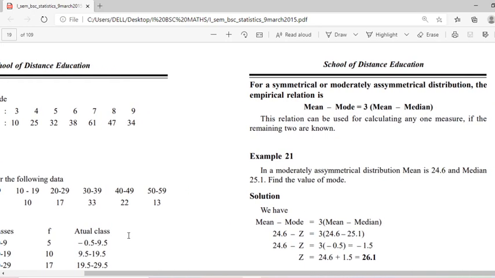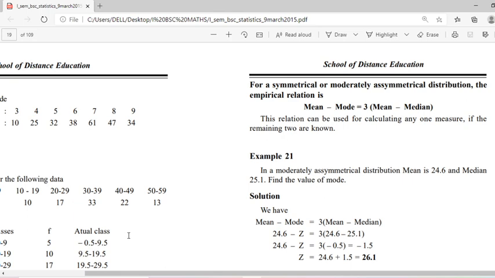Now we move to the relationship between mean, median and mode. For a symmetrical or moderately asymmetrical distribution, the empirical relation is mean minus mode equal to 3 into mean minus median. So what is the relationship? It can be expected in your examinations. Mean minus mode equal to 3 into mean minus median. This relation can be used for calculating any one measure.